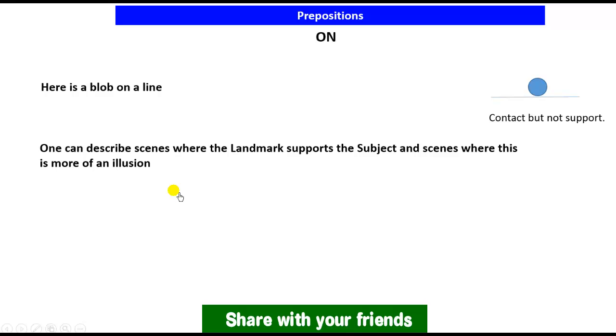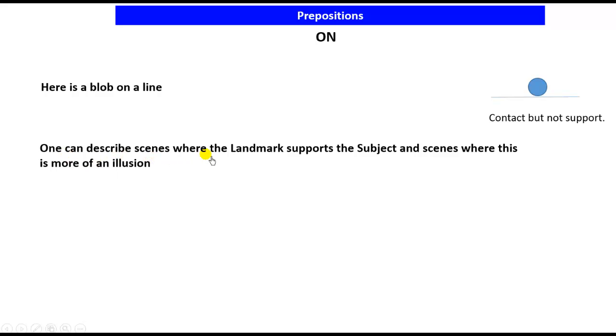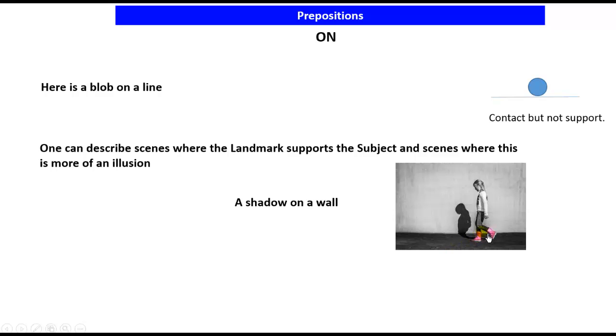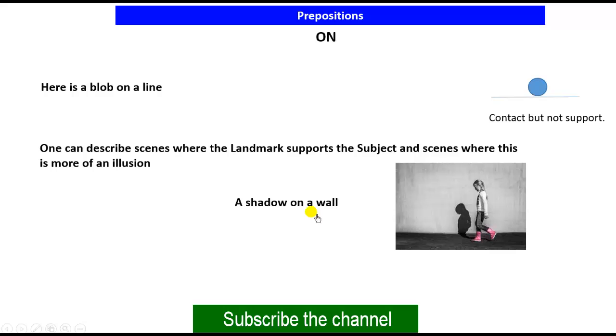Now see another example where we use on as the preposition. One can describe scenes where the landmark supports the subject and scenes where this is more an illusion. Here, a shadow on a wall. We say a shadow on a wall. Here is a girl walking on the road and her shadow is there on the wall. And this wall supports the shadow. It is a scene and it is an illusion, and therefore in such cases also we use on as the preposition and say a shadow on a wall.